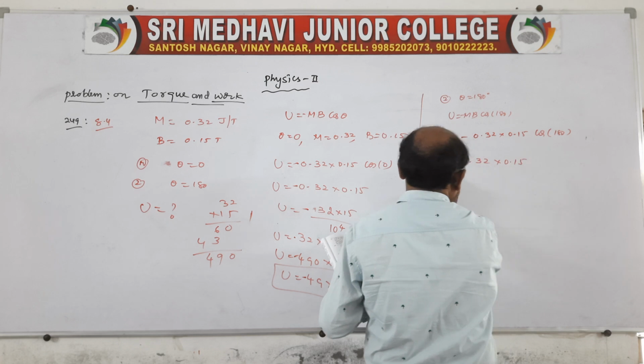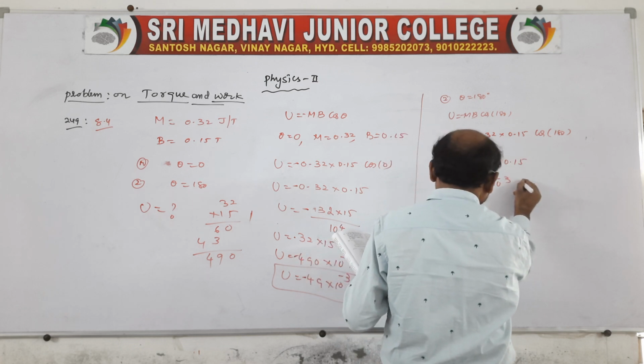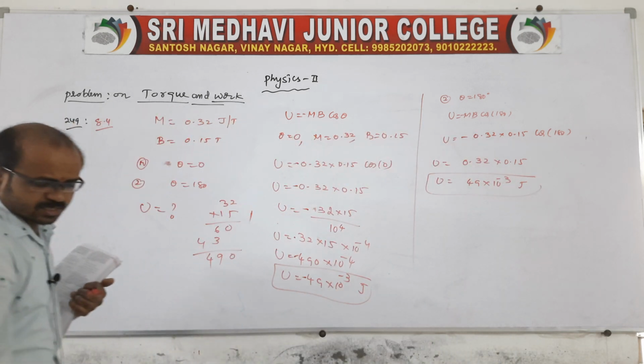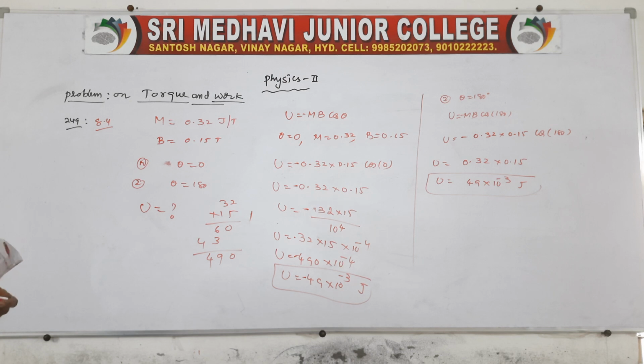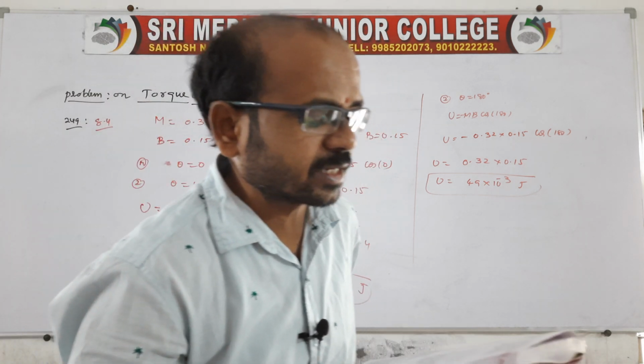So this answer is, everything is the same, 49 into 10 power minus 3 joules, plus. That's all. One is minus, one more is plus. One is the stable, one more is the unstable. The question is related to this, right?